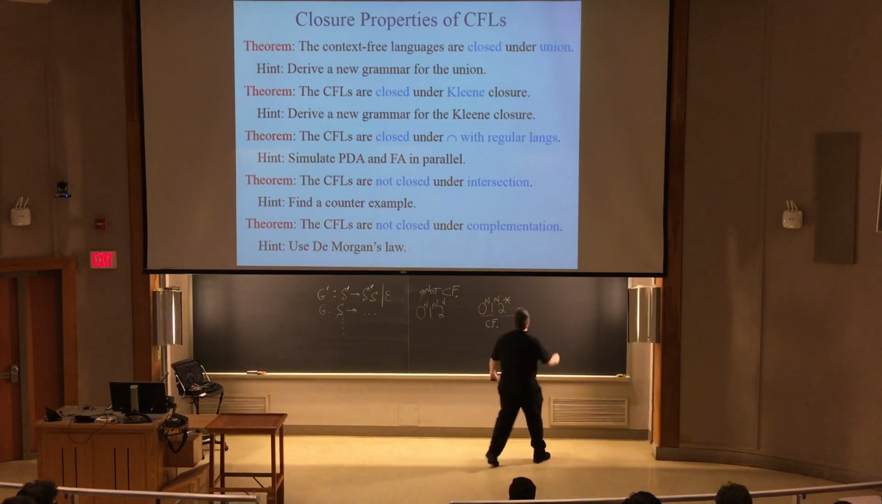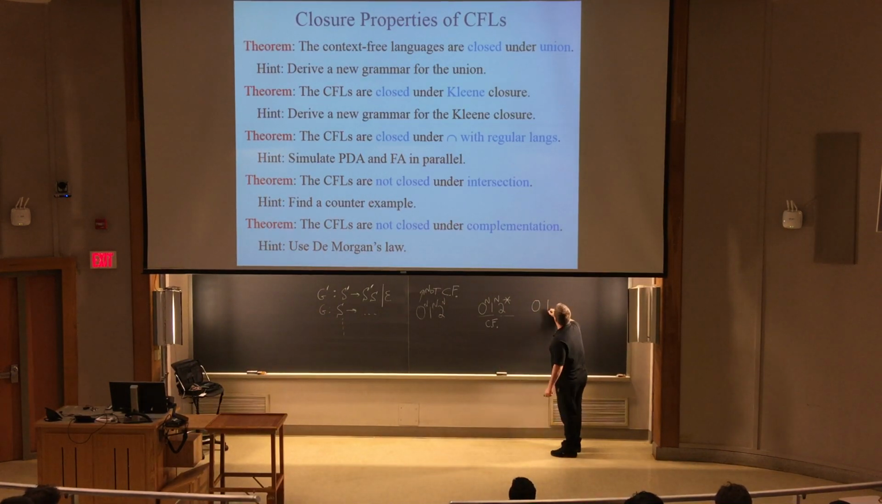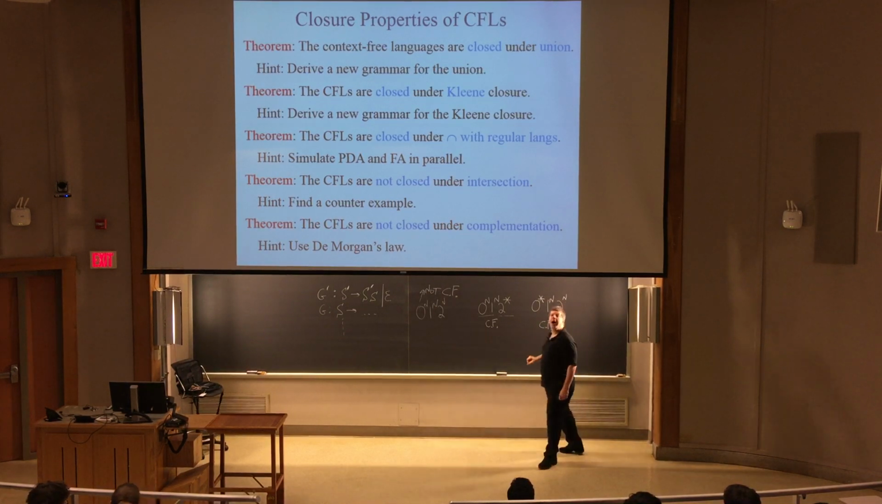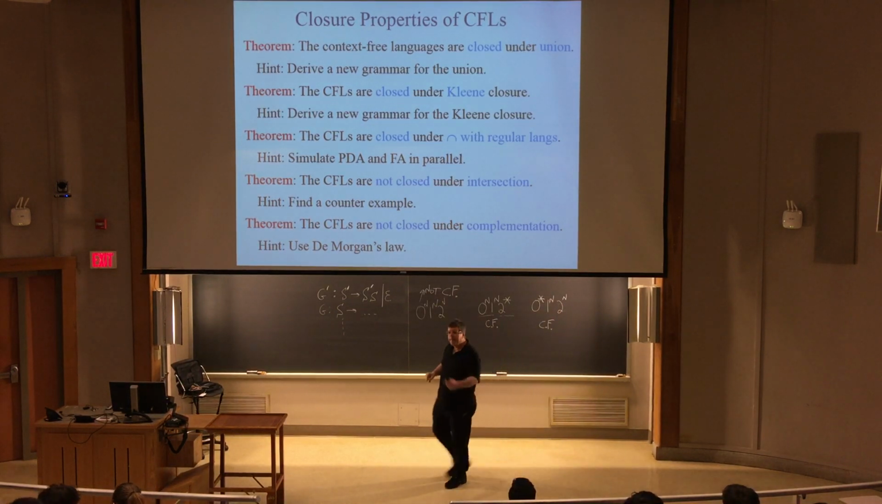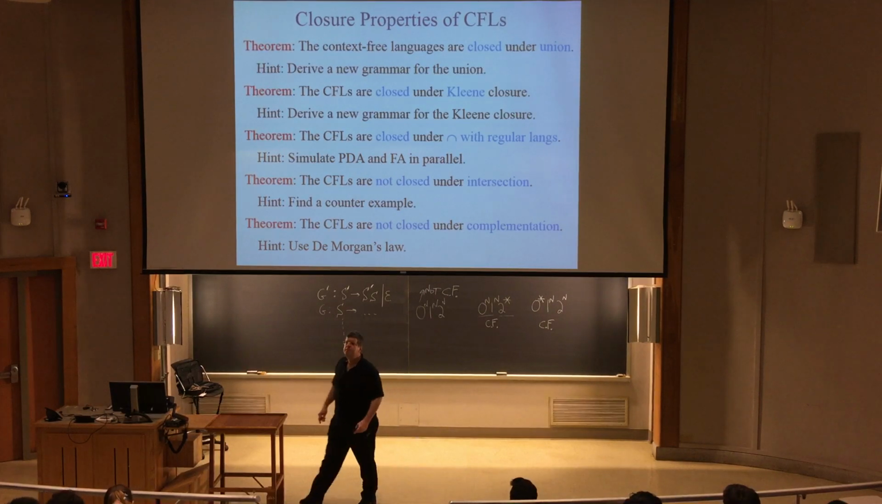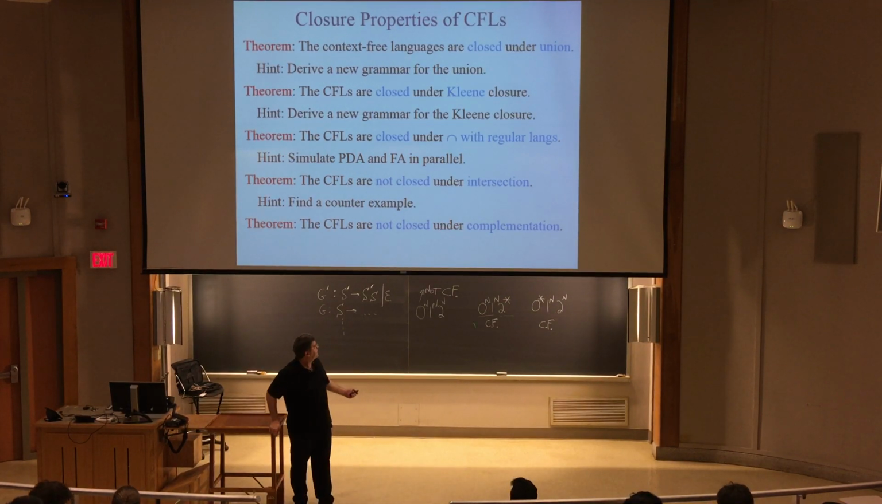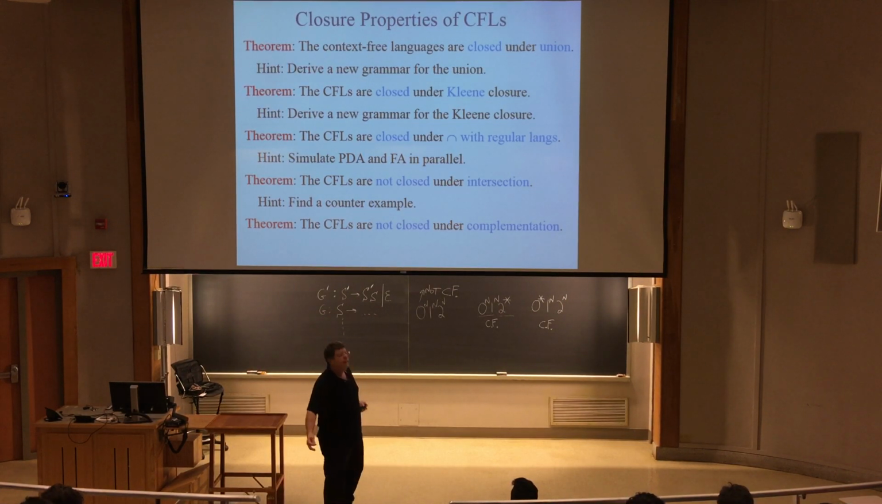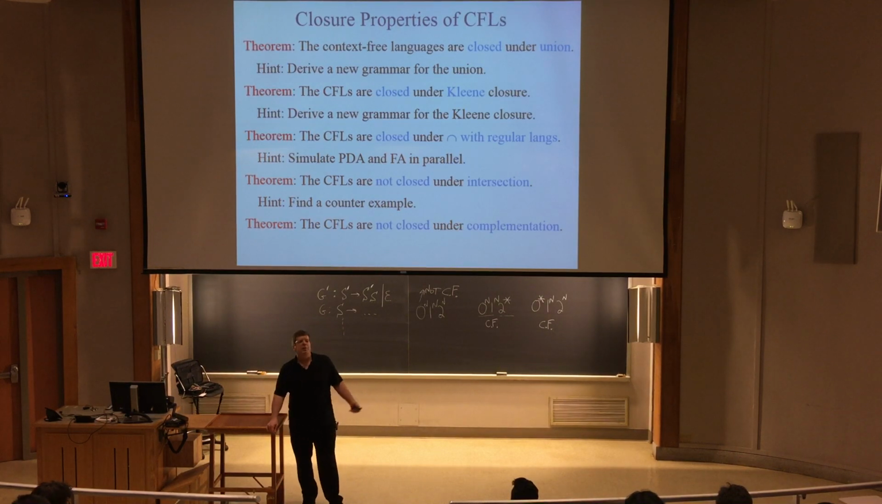Here's another language that's context-free. 0 star, 1 to the n, 2 to the n. That's context-free also. Why? Well, basically the same thing as the other one, except flush the zeros first, then compare the 1s to the 2s using the stack. And then you can accept if and only if it's of that form. So that's context-free also. How many see that? Good.